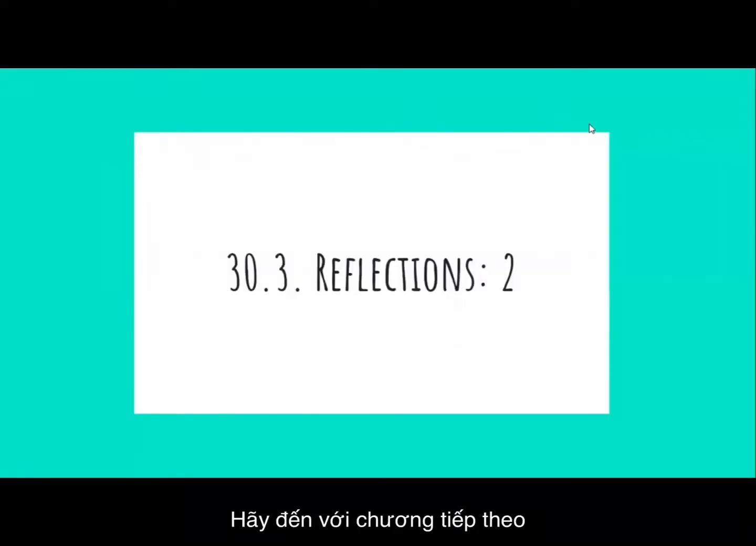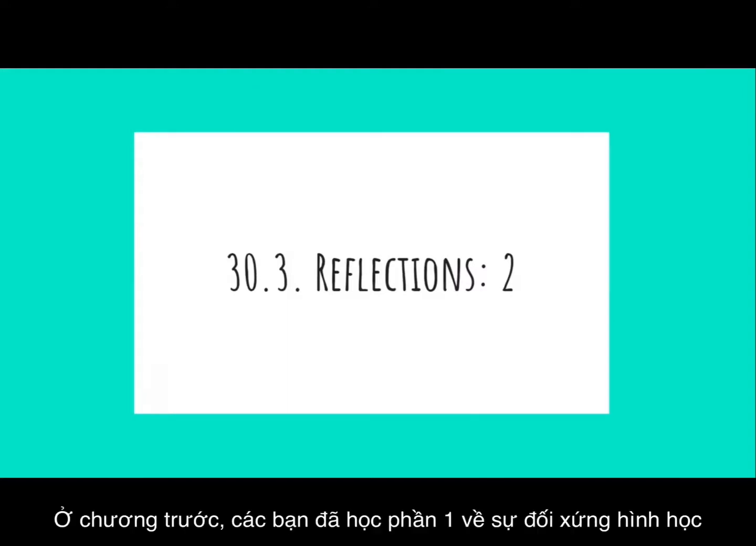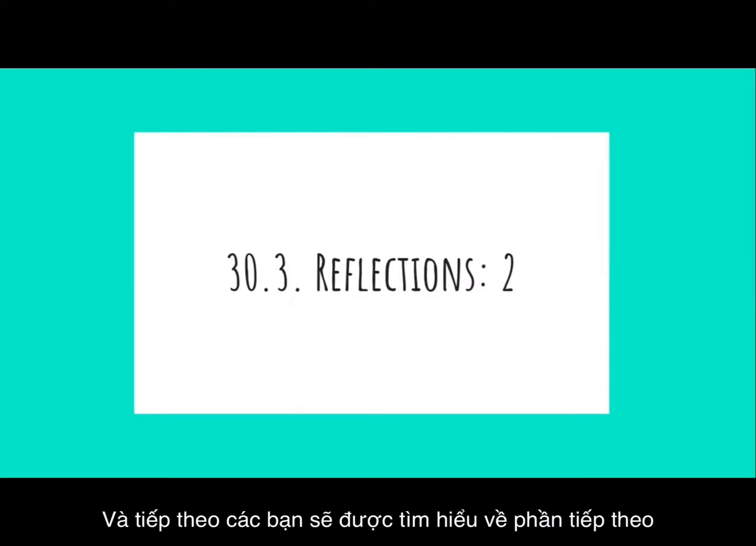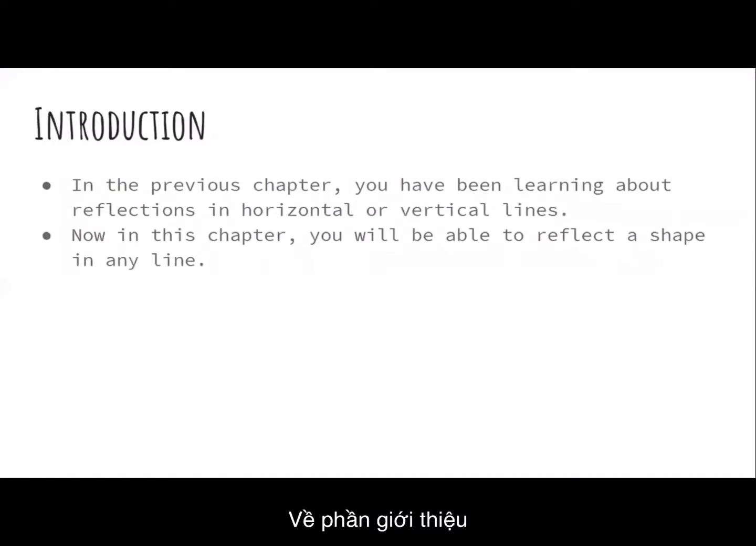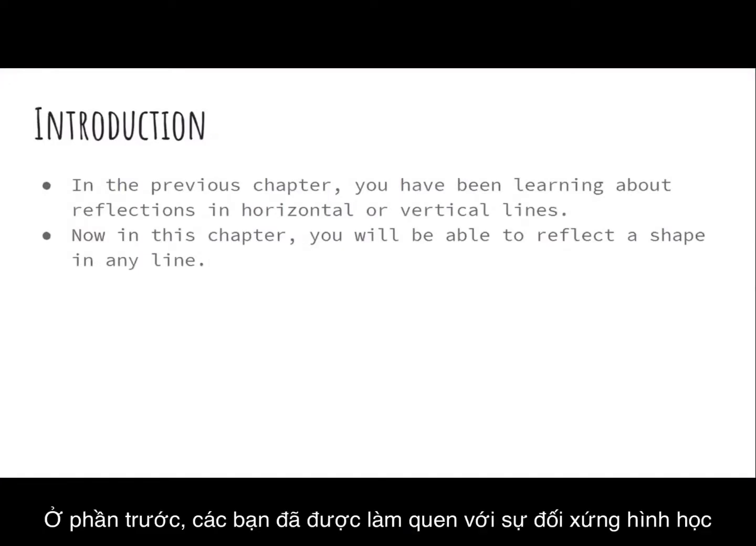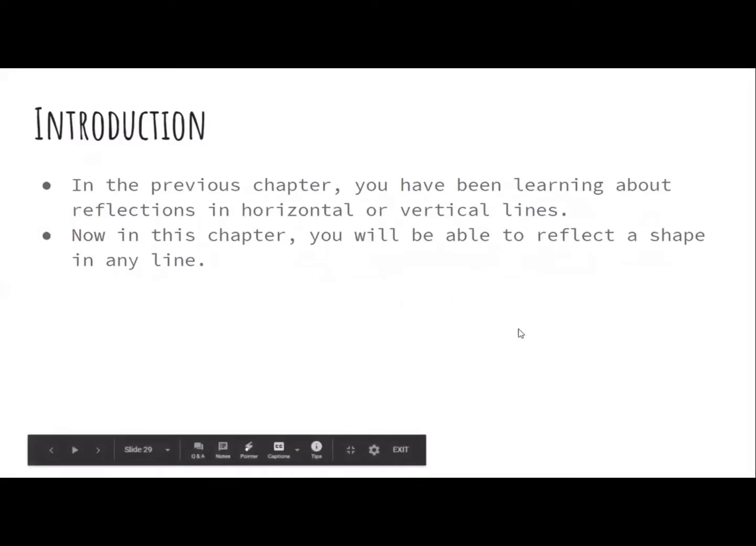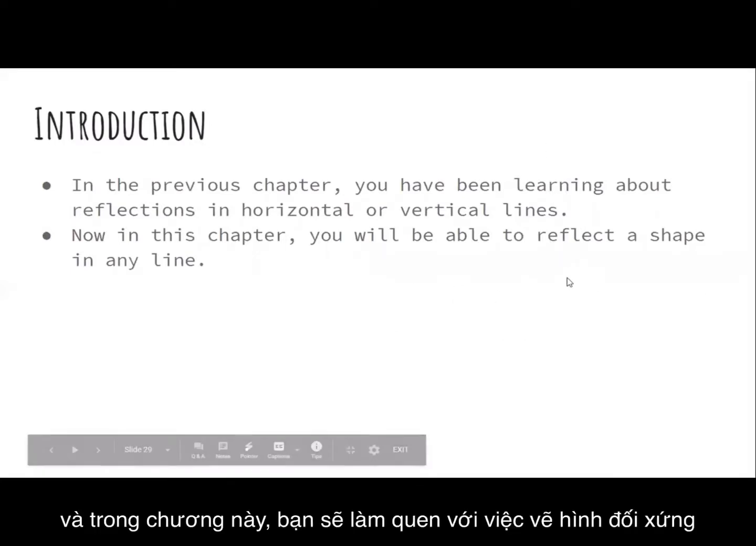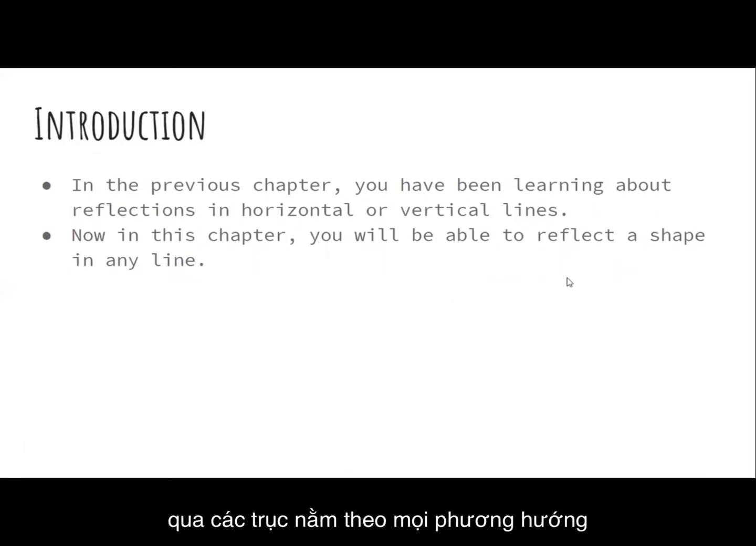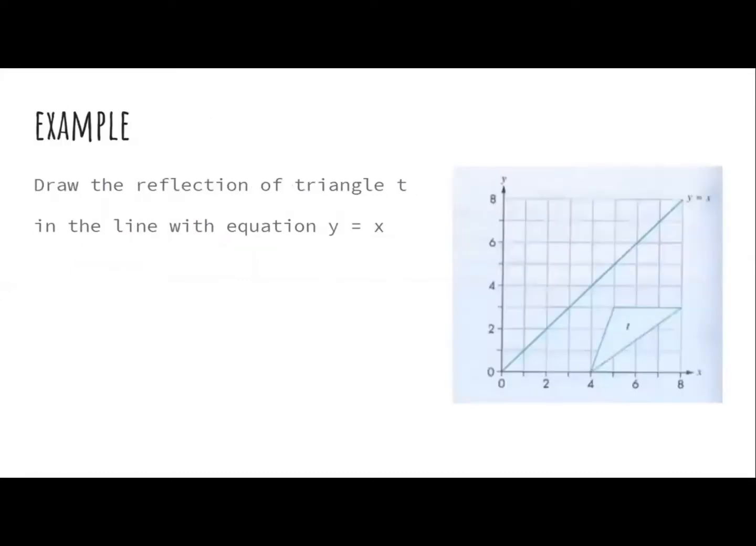Next chapter is 30.3, Reflections, Method 2. In the previous chapter, you learned about reflections, method 1. So now is the other method that you can use. This is the introduction. You have been learning about reflections in horizontal or vertical lines. And now in this chapter, you will be able to reflect a shape in any line.